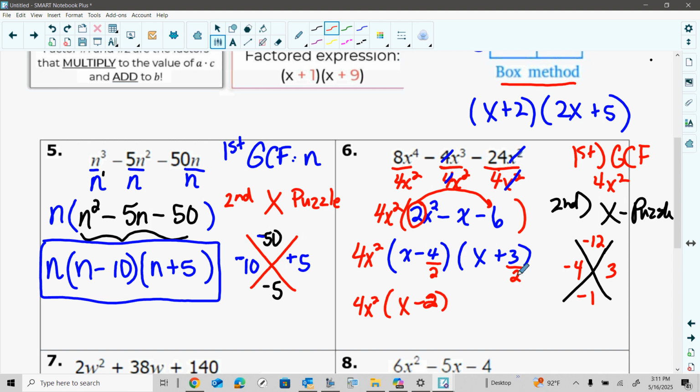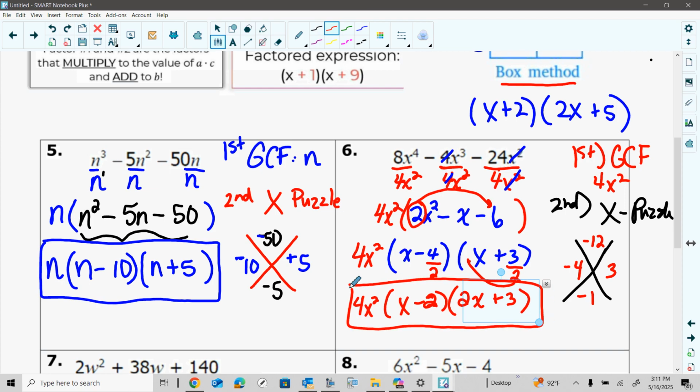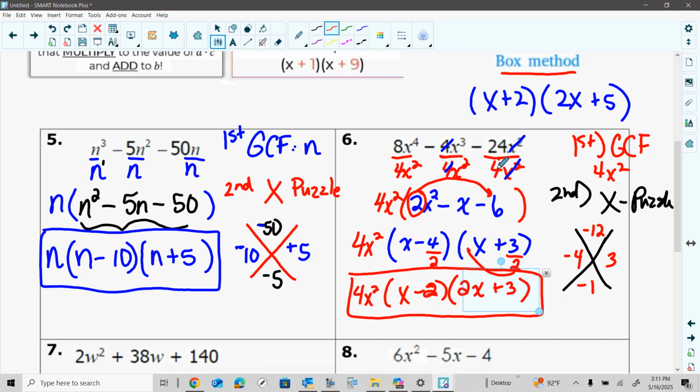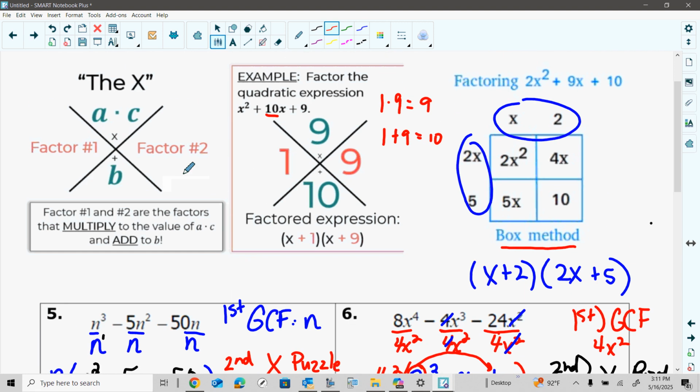3 over 2 cannot be reduced. 3 cannot be divided by 2. So this is when we do bottoms up. That comes to the front of the x and becomes 2x plus 3. This is the complete final answer of factoring the polynomial. Don't forget, we use this a times c anytime we have an a coefficient in front of the x squared.